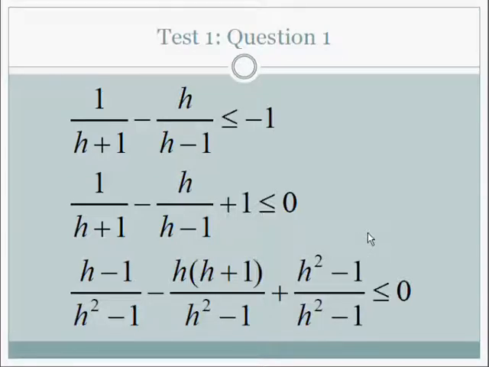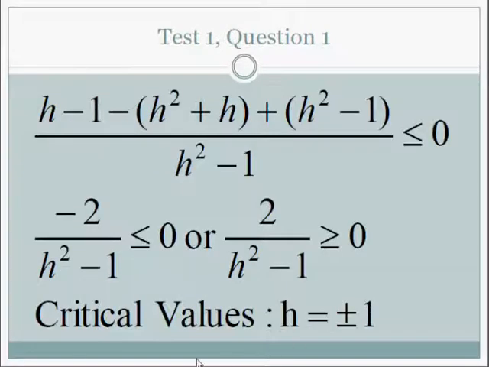So now that we're combining all of our like terms, we have a common denominator. We can add our fractions together. Yay. So admittedly, just a little bit of algebra. Make sure you're careful with your negative sign. You're distributing your terms. Things actually simplify quite nicely. We get negative 2 over h squared minus 1 being less than or equal to 0. Or likewise, if you want to get rid of that negative sign, we get 2 over h squared minus 1 being greater than or equal to 0.